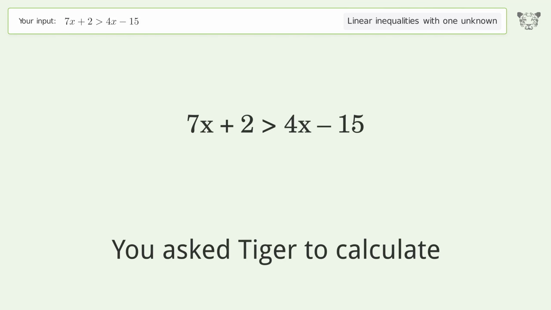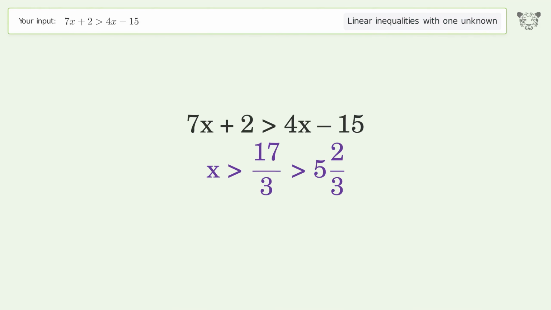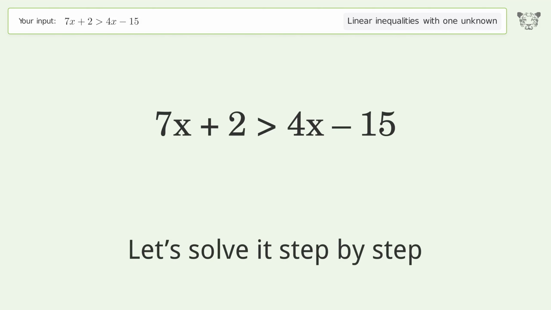You ask Tiger to calculate. This deals with linear inequalities with one unknown. The final result is x greater than -17/3 greater than -52/3. Let's solve it step by step.